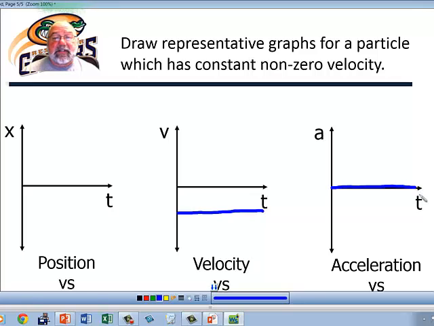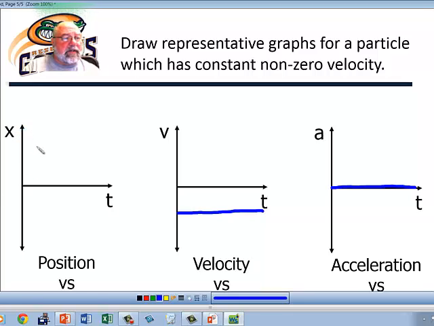We have a constant velocity giving us our acceleration of 0. There's no change in our velocity. Now the next graph that we need to deal with is our position graph. And our position graph tells us the slope of our velocity graph. So if I have a constant negative slope in my position graph, that's going to give me a constant negative velocity.